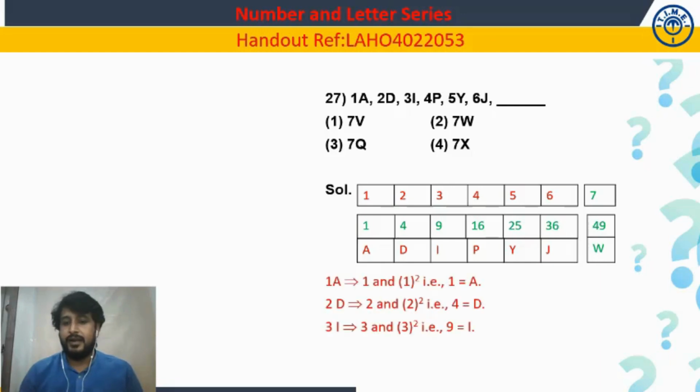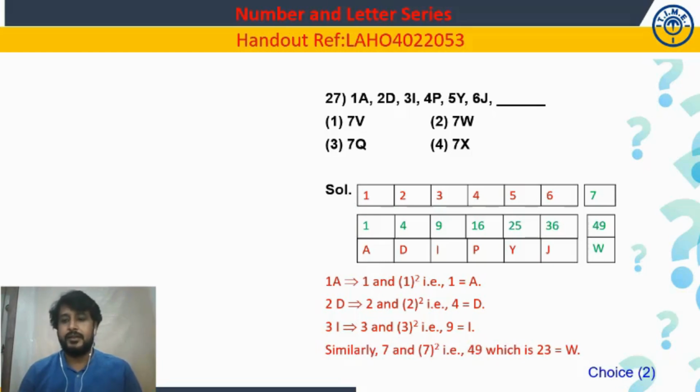1A, and the logic is 1 and 1 square, that is A. 2D, 2 and 2 square, that is D. 3 and 3 square, that is 9, which is I. So 1A, 2D, 3I and so on. 7 and 7 square, 49. 49 is nothing but 23, W. So 7W.